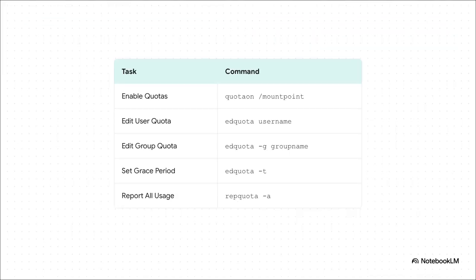And hey, to make your life a little easier, here's a quick cheat sheet with the most important commands. quotaon turns it on, edquota is what you use to edit the limits, and repquota is your go-to for checking up on the whole system.